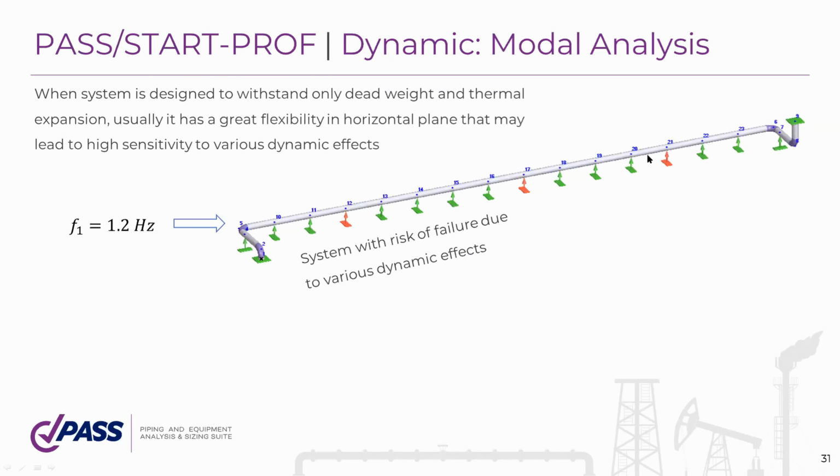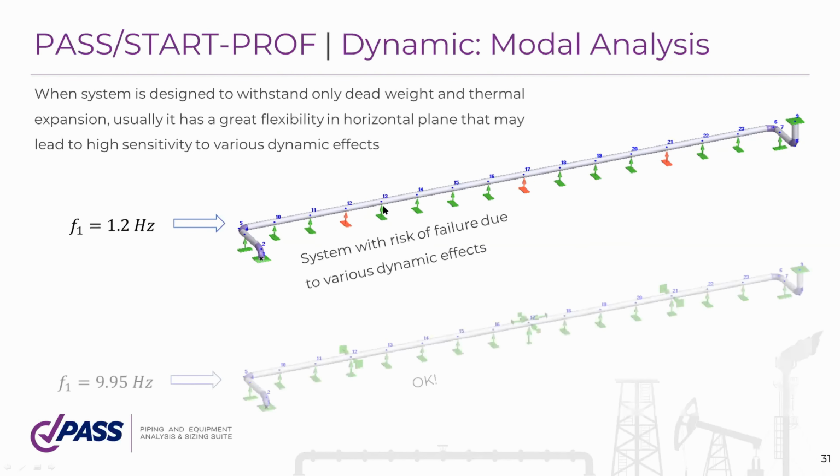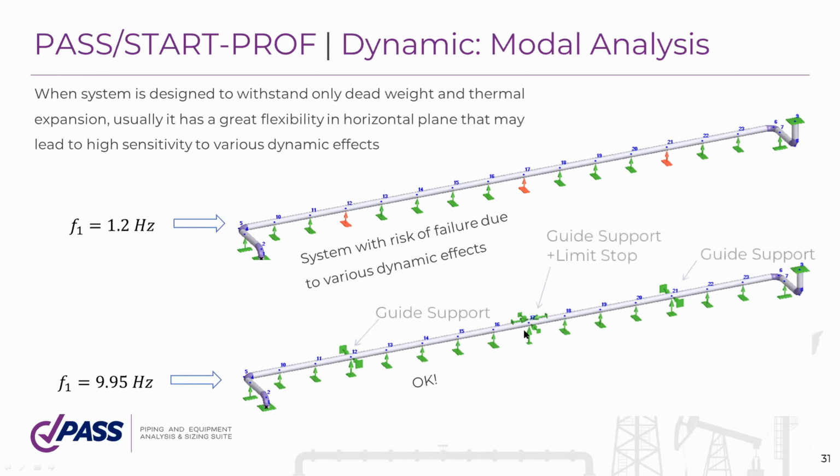For example, we have piping like this. It has 1.2 Hertz. Usually the piping system is designed to withstand only dead weight and thermal expansion, and will not have any restraints in the horizontal direction. This leads to problems with natural frequencies. If we add additional supports like guides and limit stops, we will increase the natural frequency, and our system will satisfy the requirement that the natural frequency should be higher than 4 or 5 Hertz. This is a guide support, guide plus limit stop, and this is a guide support.